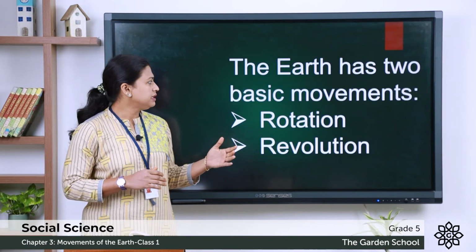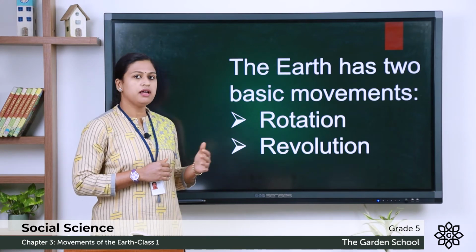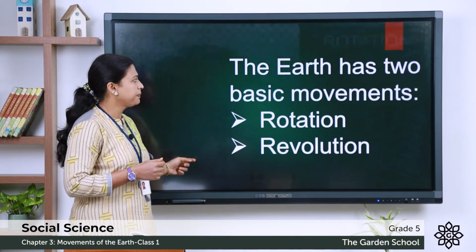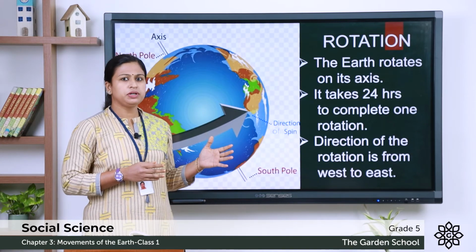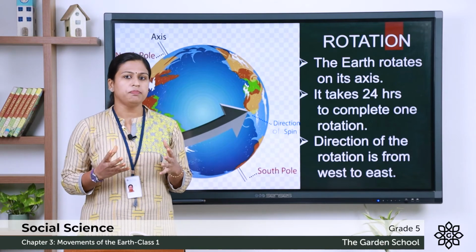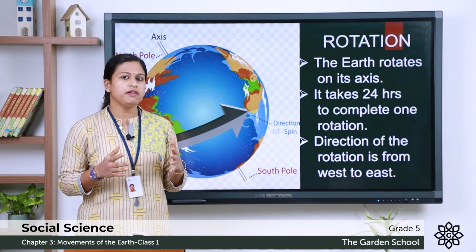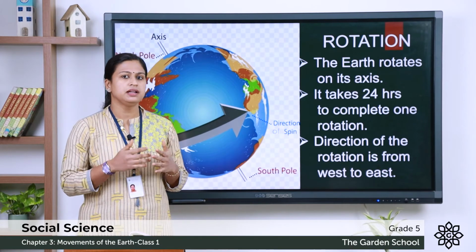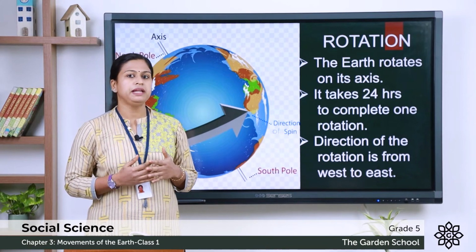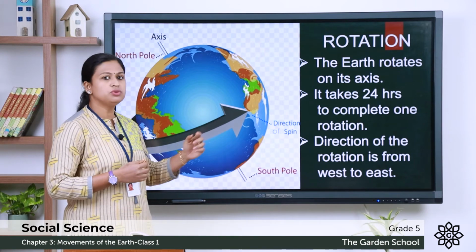Our planet Earth has 2 types of movements, that is rotation and revolution. We will discuss it one by one. Rotation means to spin. When you spin a top, you can see it rotates on its own axis. In the same way, the Earth also rotates on its own axis. It takes 24 hours to complete one rotation and the direction is from west to east.